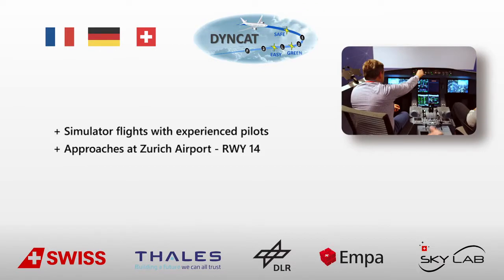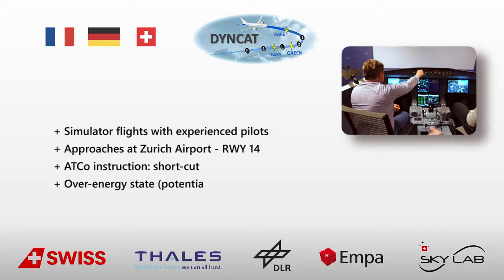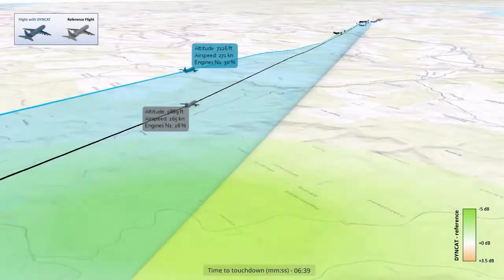In the following, we show a very specific situation, where the pilots were forced by the air traffic control to make a shortcut during descent and are situated in an over-energy state, meaning that the aircraft has excess potential and kinetic energy, which has to be dissipated during the approach, without generating unnecessary noise and burning more fuel. We have simulated two exemplary flights, one with the use of the DYNCAT functions in blue, and a reference flight in gray, without the support of DYNCAT.